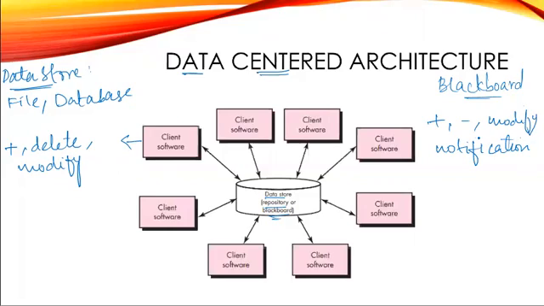Or you can say that if a specific client is interested in one specific part, he might be interested in a specific file C. Now as he's interested in file C, if another client is making changes within C, he is going to get a notification that the contents of file C are being changed.